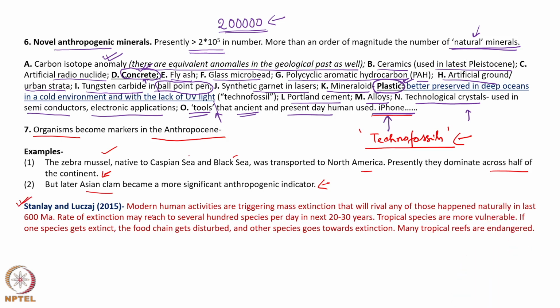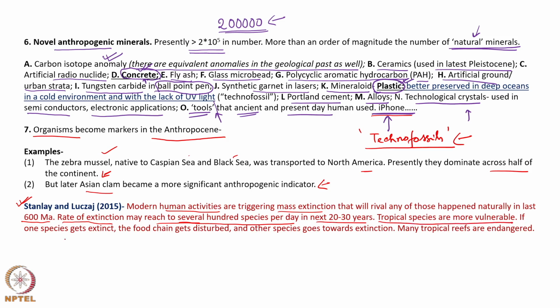Modern human activities, the technological activities, are triggering a mass extinction that will rival any of those that happened naturally in the last 600 million years. We said end Permian is a time of most catastrophic mass extinction, but already what is happening in the world, the rate of extinction may reach several hundred species per day that might go extinct in the next 20 to 30 years. Tropical species are more vulnerable, it is important, and we need to preserve them.